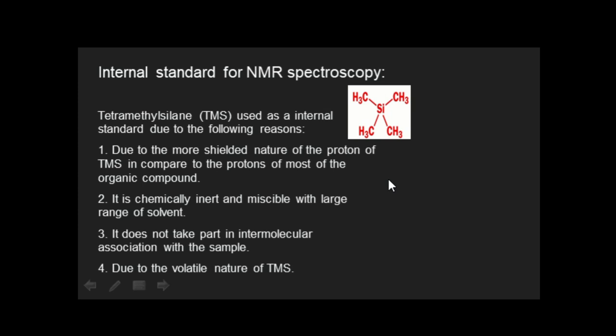Why should we take tetramethylsilane as a standard? Because there are 12 protons, and all the 12 protons are shielded, compared to the protons of most organic compounds. It is chemically inert, that means it does not react with the given sample, and it is miscible with a large range of solvents. It does not take part in intermolecular association with the sample either. Due to the volatile nature of TMS, it is taken as a standard reference for NMR spectroscopy.